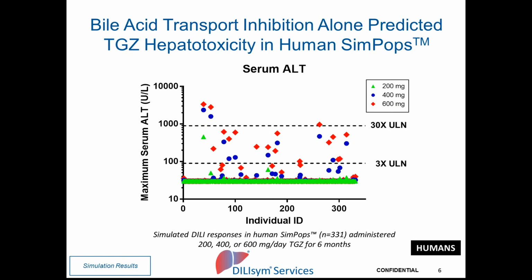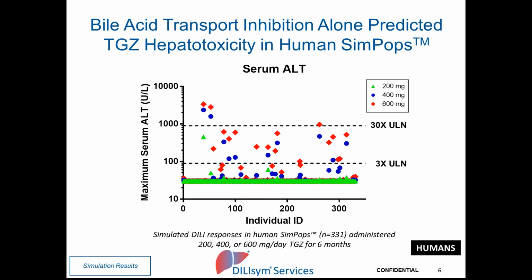So with that in mind, we simulated the inhibitory properties of troglitazone in our SimPops, which account for the inter-individual variability between patients. You can see in this figure a few observations worth pointing out. First off, there's something of a dose-response effect, where at 200 milligrams of daily simulated troglitazone for 6 months, there's very little increase. Very few of the patients have increases in ALT.